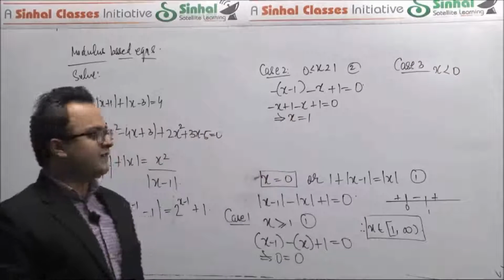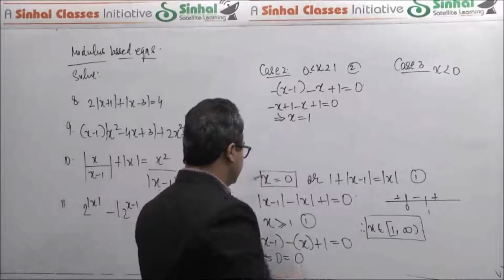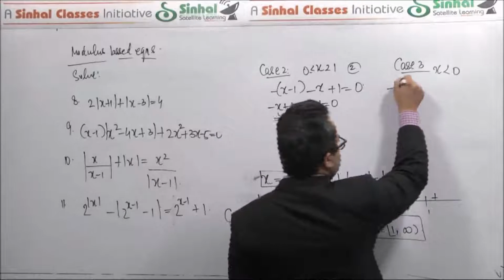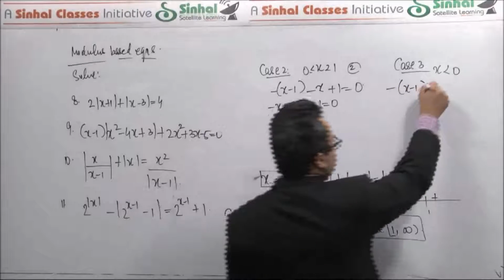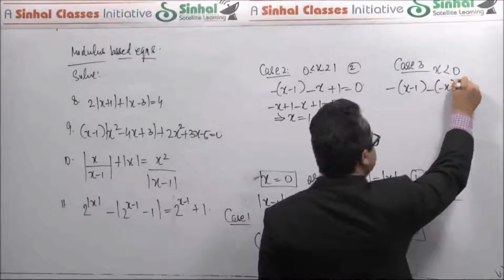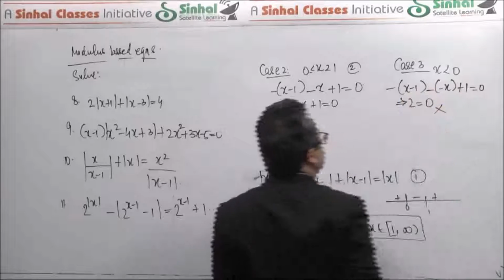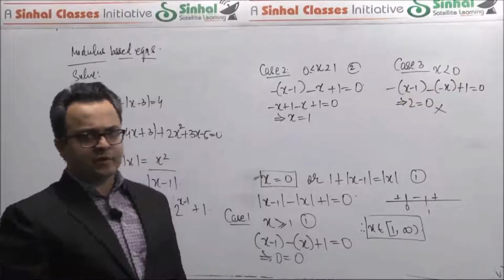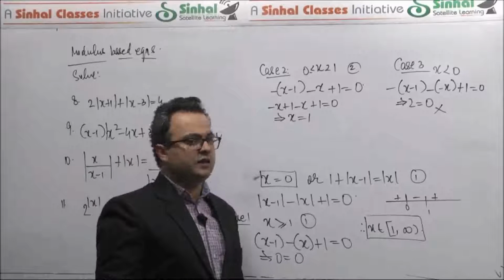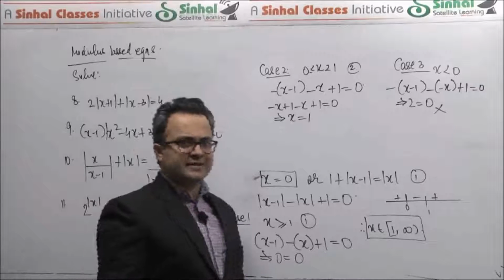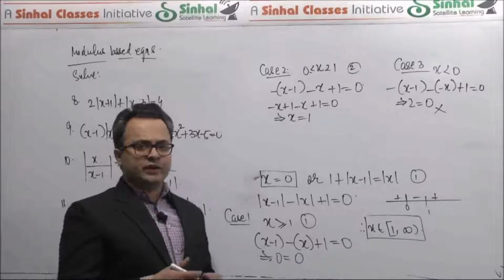Our last case is that x is less than 0. Under that condition, again mod x minus 1 becomes minus of x minus 1, and mod of x becomes minus of x. So you get a statement which is 2 equal to 0, which obviously is false, which means that for any value of x which is less than 0, the equation is not satisfied, right? So the third case again does not give you any solutions.